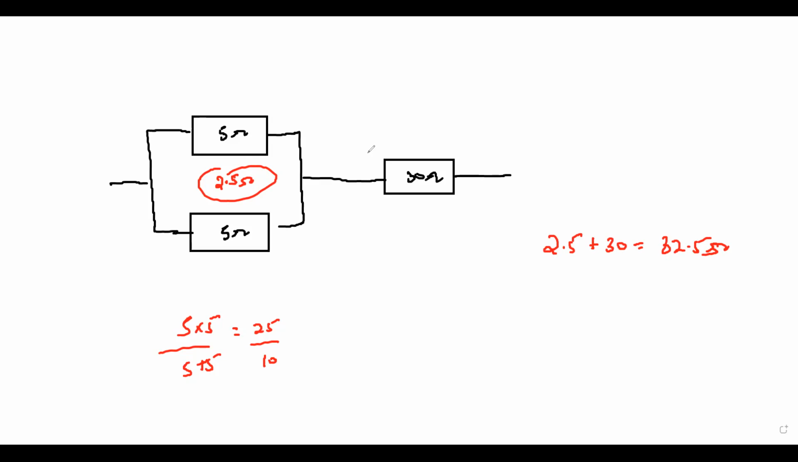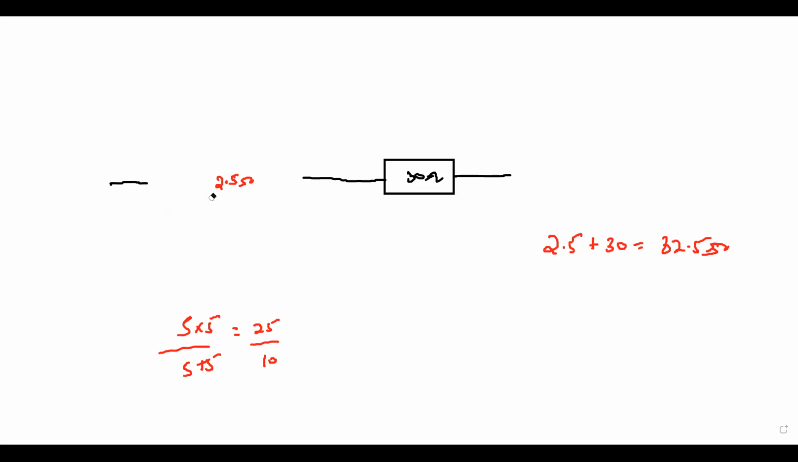Why do we add them? Because when these 5 ohm and 5 ohm are in parallel, we find the combined resistance of these two. Now the combined resistance is 2.5, and that combined resistance is in series with the 30. Whenever they are in series, we add them. And when they are in parallel, the formula is product divided by sum.